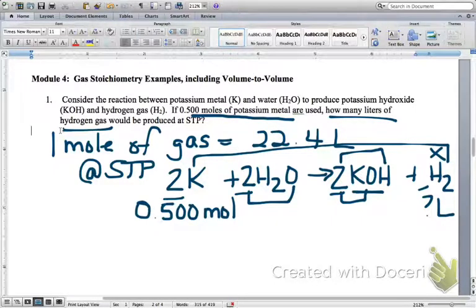What is that unit that when you go from one thing to another, you've got to be in? It's got to be in moles. So I need to first convert moles of potassium into moles of hydrogen. How do we convert from moles of one substance to moles of another substance? How do I do that?